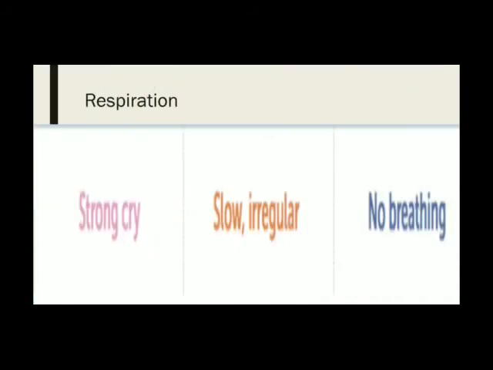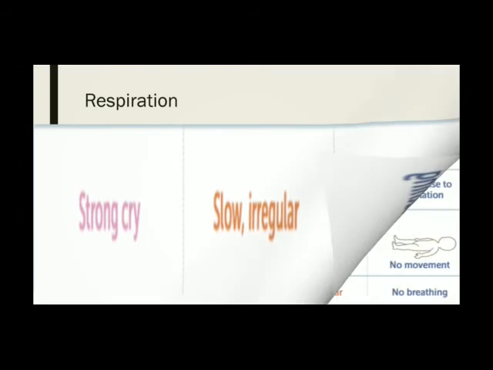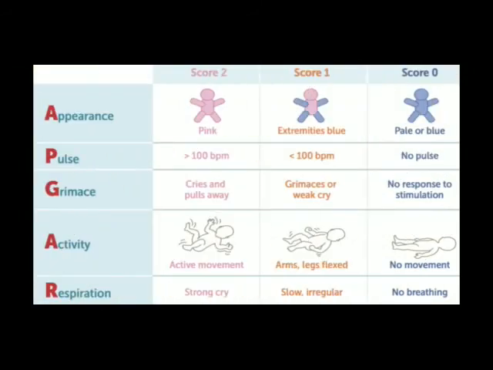Respiration, strong cry, score 2. Slow and irregular, score 1. No breathing, score 0. So that is the overall score.